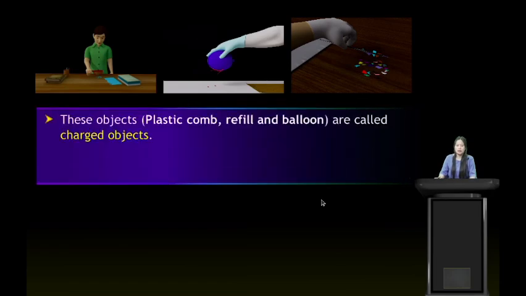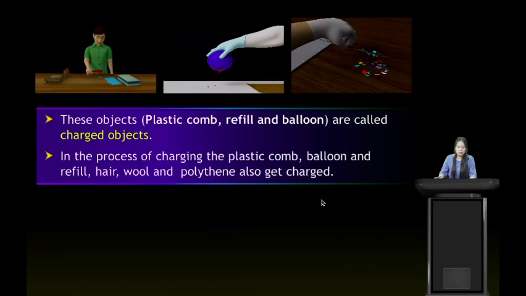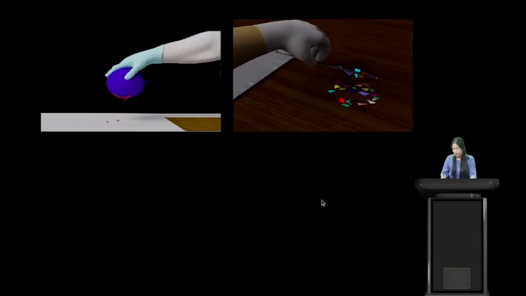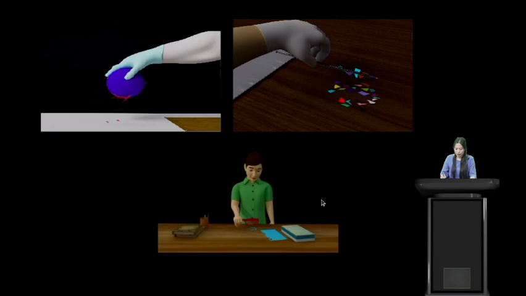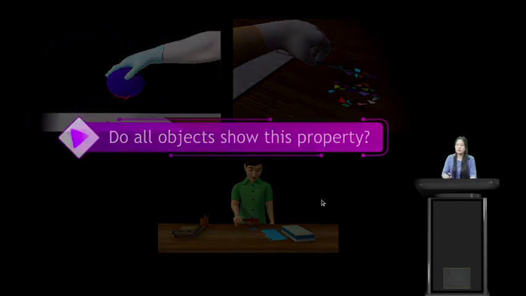So these objects, like plastic comb, refill and balloon, are called charged objects. In the process of charging the plastic comb, balloon and refill, our hair, wool and polythene also get charged. So here we have seen some examples like balloon, refill and comb attracting the small pieces of paper after rubbing on a surface.